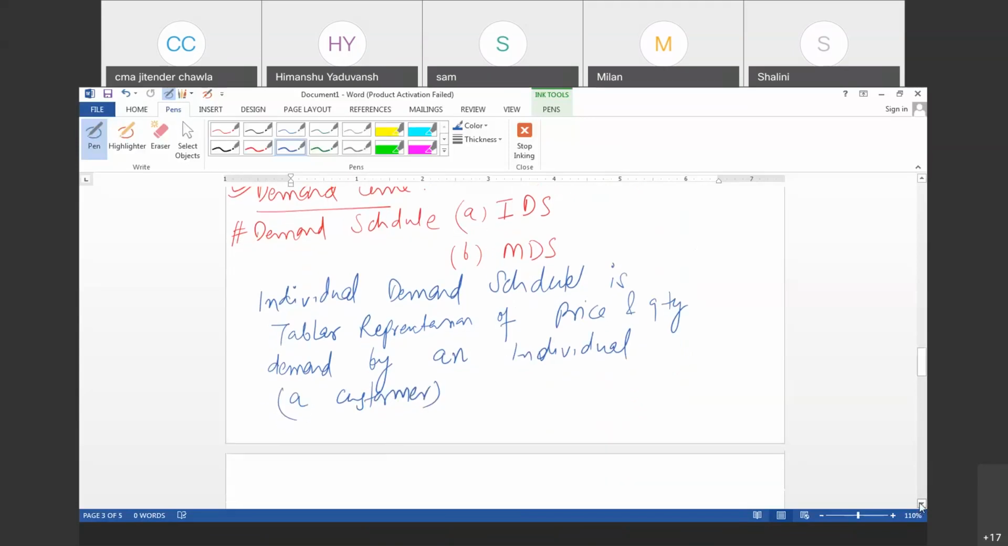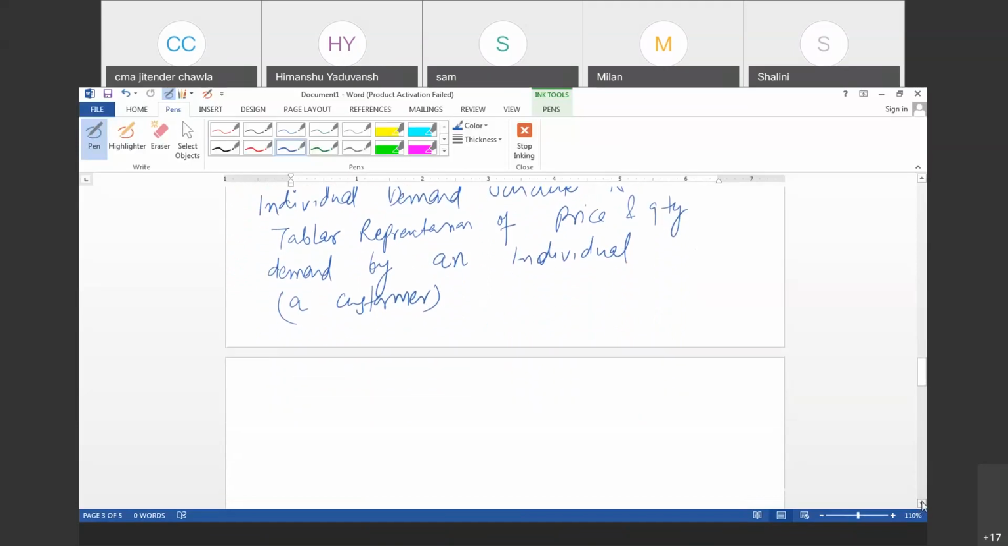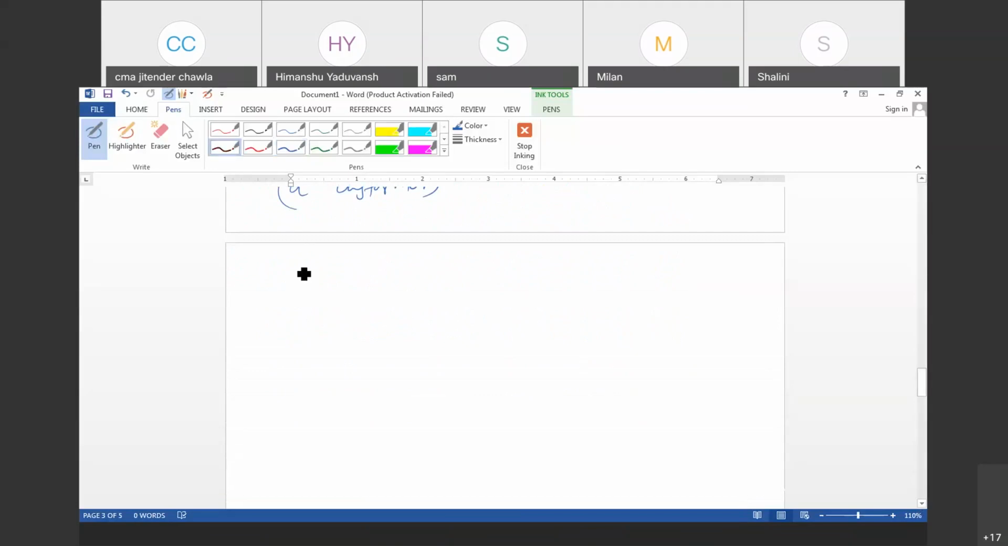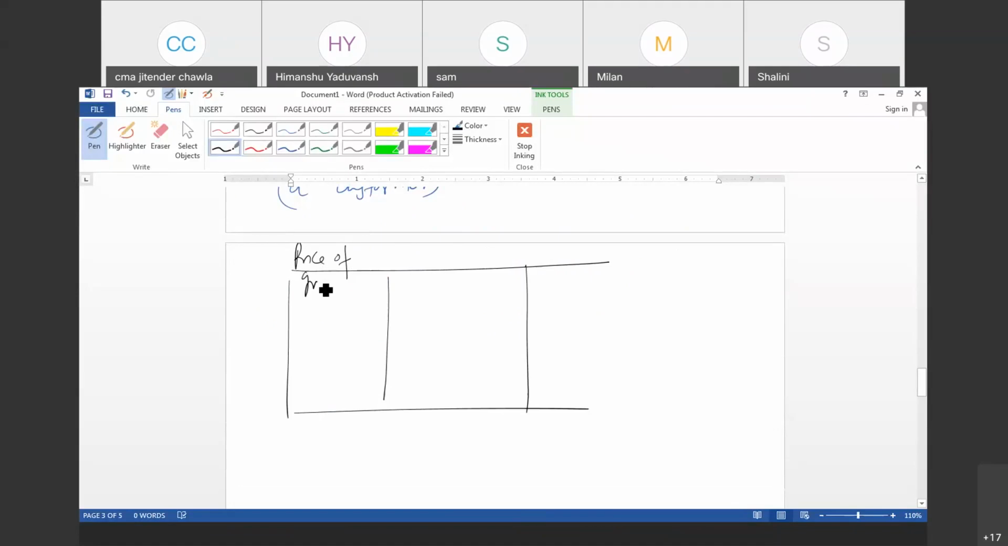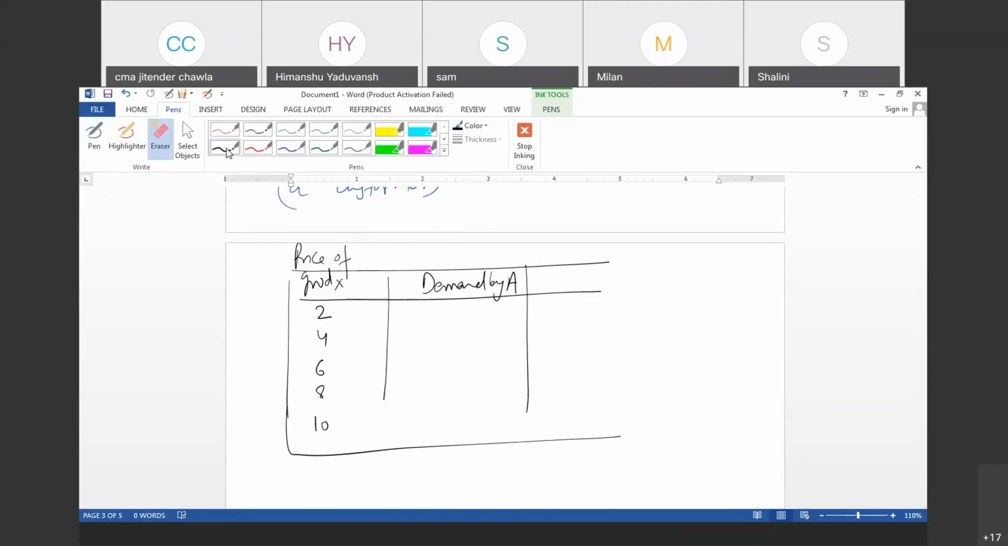चलो स्टार्ट करते हैं जरा, आईडीएस बनाते हैं. तो आई एम टेकिंग अ हाइपोथेटिकल डेटा. प्राइस ऑफ गुड सै एक्स, डिमांड बाय ए, when 2 rupees, 4 rupees, 6 rupees, 8 rupees, and say 10 rupees. Demand is say 20, 18, 16, 14, and 12.